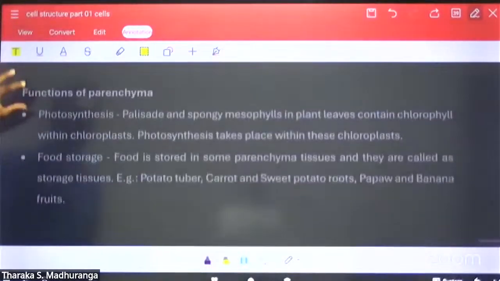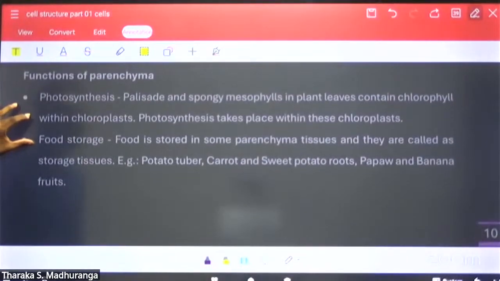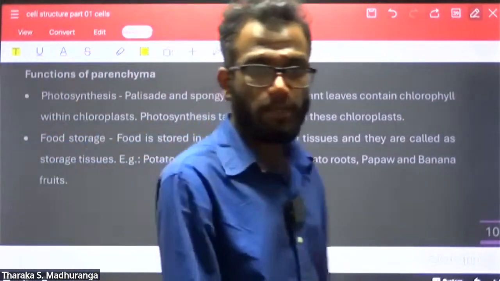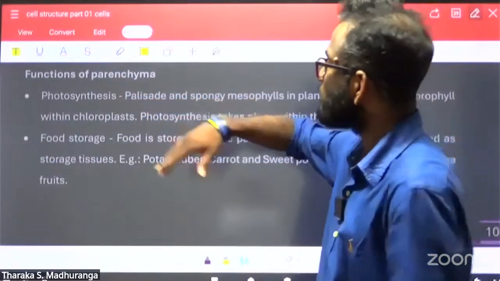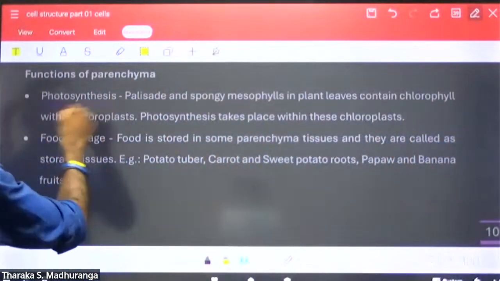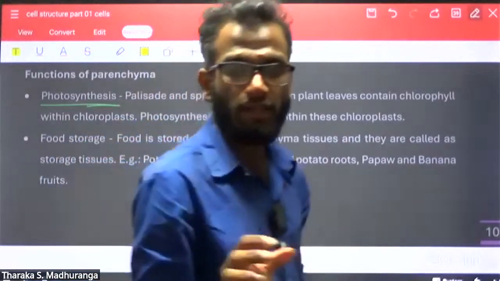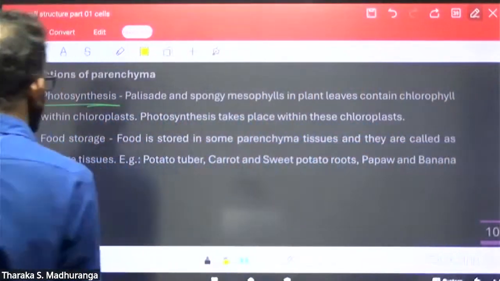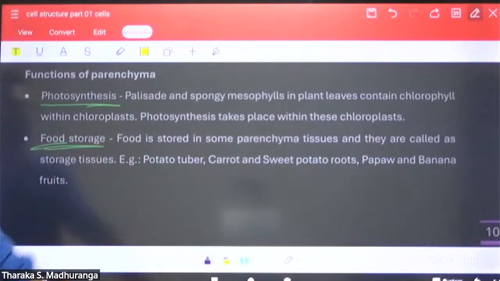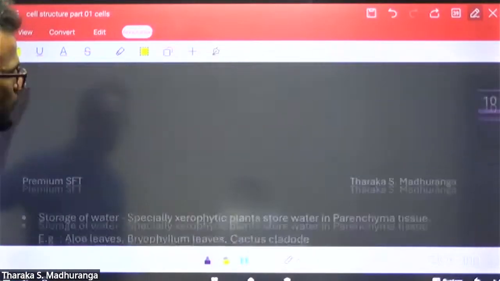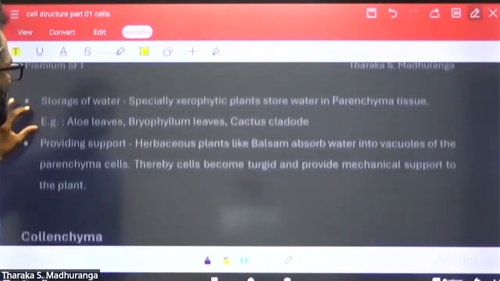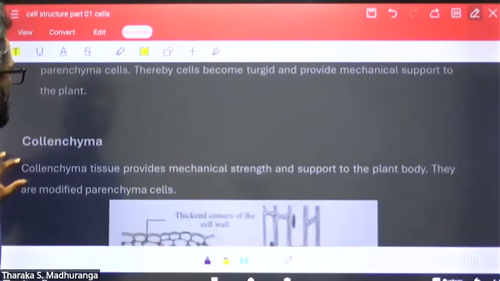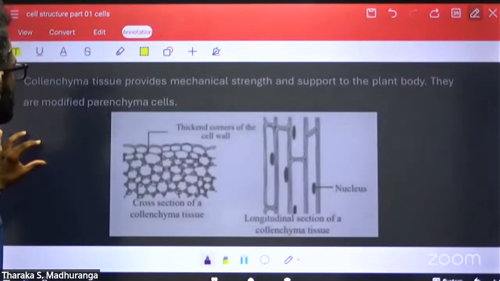Okay, parenchyma complete. It is mainly important for photosynthesis because it is green in color. It is a live tissue with green color, and it is important for food storage as well. Other functions you can read.